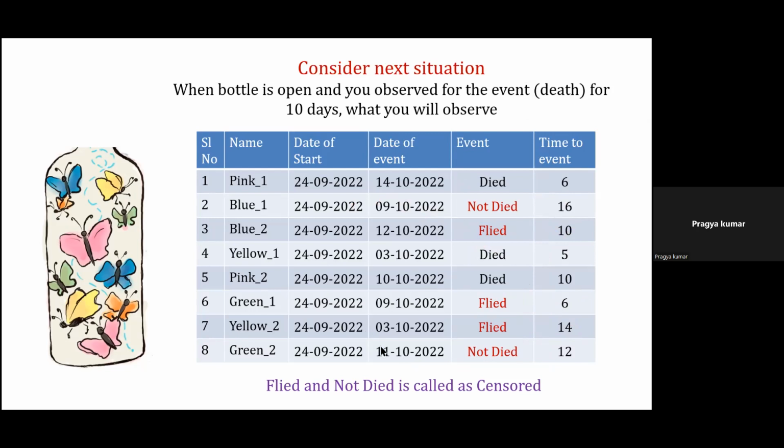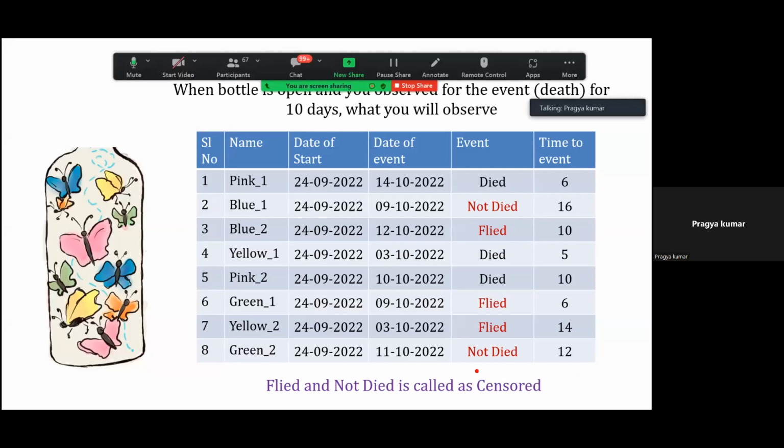In this case, these flies that did not die, we call this censored data. So any individual not meeting the outcome or the event or the failure which we have defined is known as a censored case. And Smarnika is right.